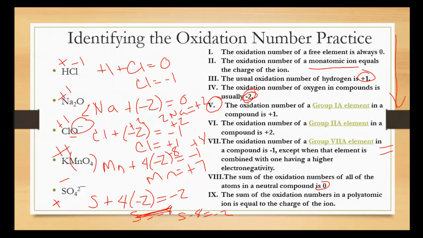You might notice that when we're looking at the periodic table, sulfur is usually a -2. But here it's a +6, so you can't always rely on the periodic table when you're determining the oxidation number. Oxidation number and ionic number, when you do the crisscross, are not the same thing.